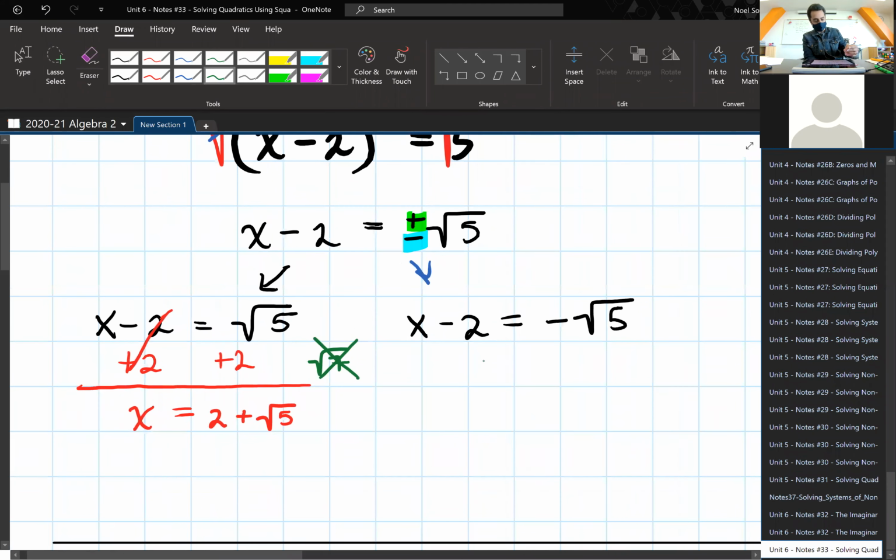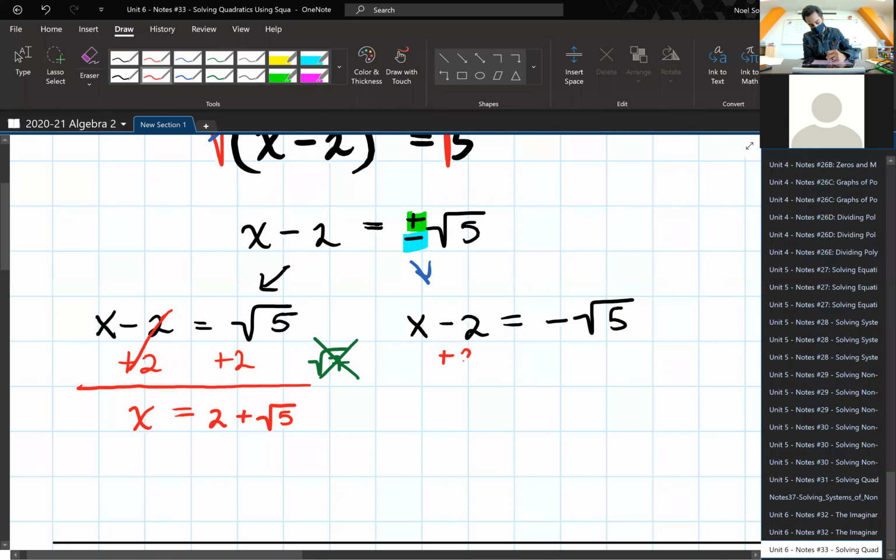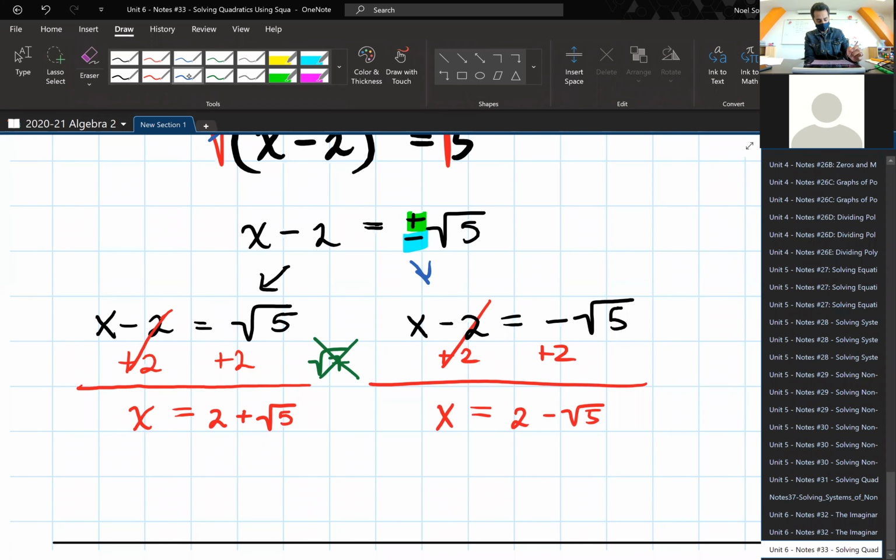Now we need to look for the other solution. The other solution will be very similar because we also need to add 2 to both sides. The only difference this time is that it's 2 minus the square root of 5. All right. So there we have both of our solutions.